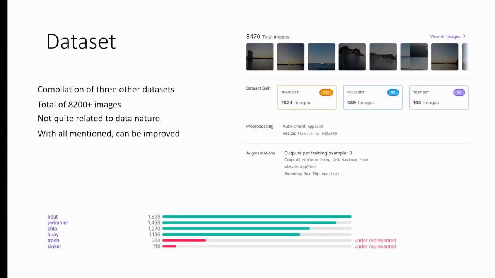This slide tells us about data distribution. The largest number of markings belongs to the boat class, 1629 units. Along with this class, the following classes are well represented in descending order: swimmer, boat, and buoy, respectively 1498, 1270, and 1186 units. The garbage and drowning man classes contain the least number of images, which can lead to training anomalies. The distribution of images between datasets is shown on the slide.